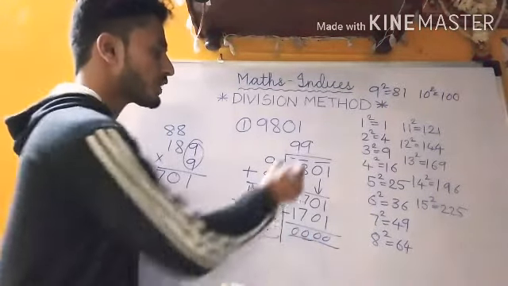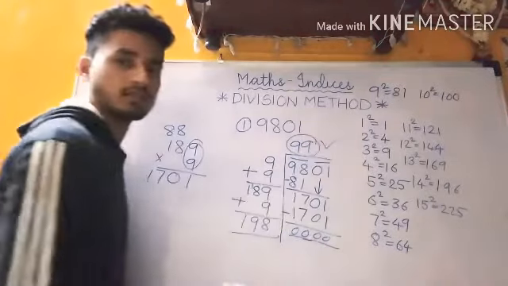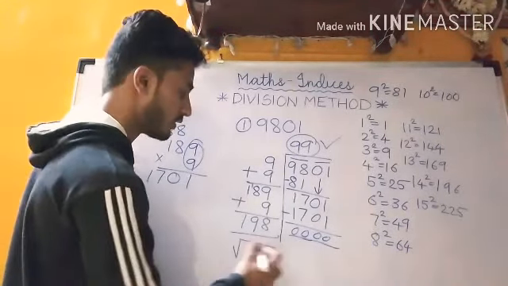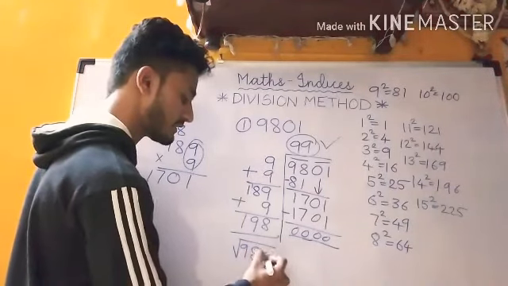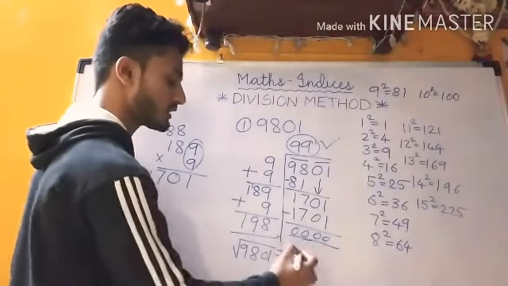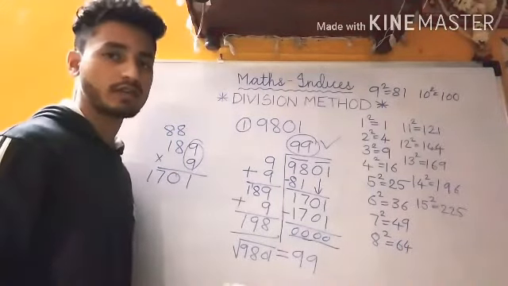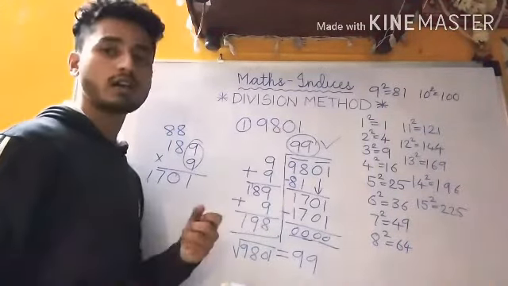So this is your answer. How are you going to write this? You are going to write the root of 9801 is equal to what answer you have got? 99. Now how to cross check this answer? Whether this answer is right or wrong, how can we know it?